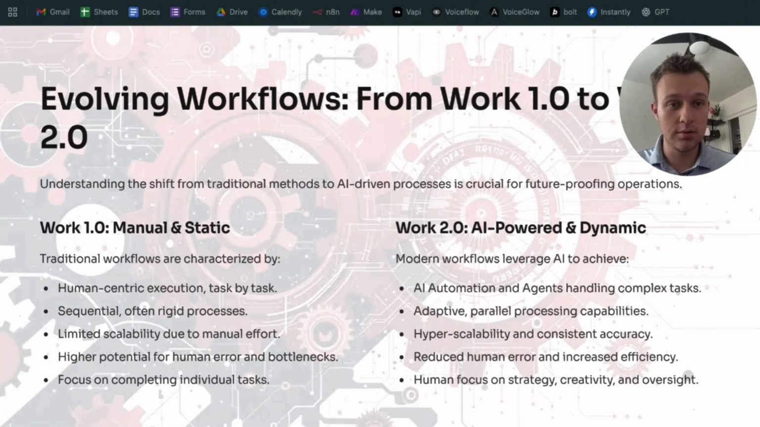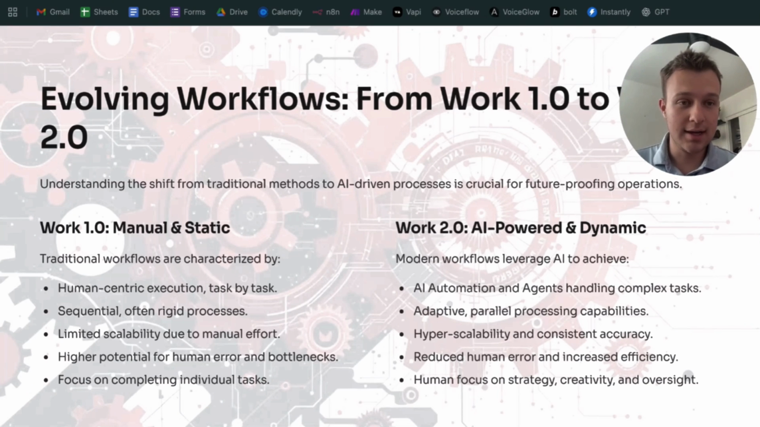Versus work 2.0, which is what we're moving into, which is AI-powered, dynamic, modern workflows. AI agents can handle completely complex tasks 24/7. They don't get tired, they're hyper scalable, consistent, accurate, with no human error, and humans can then focus on more important things like the strategy, the creativity, and things of that nature.